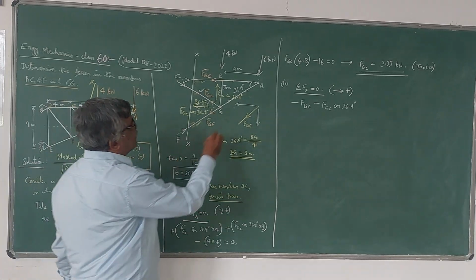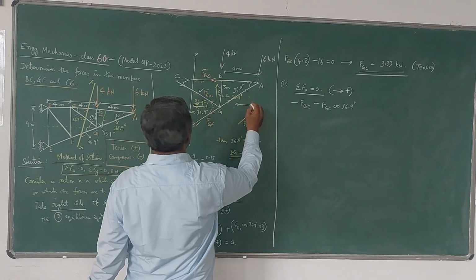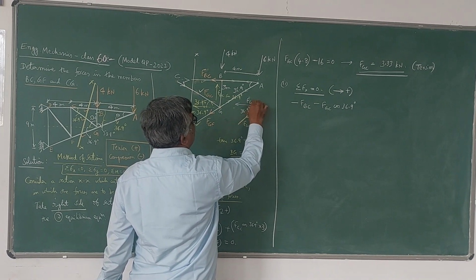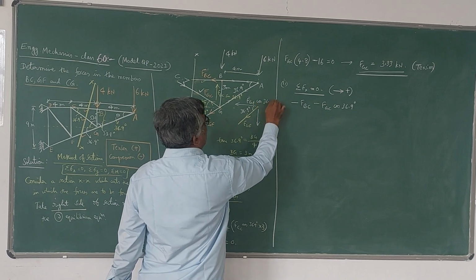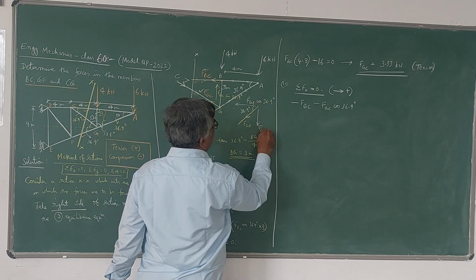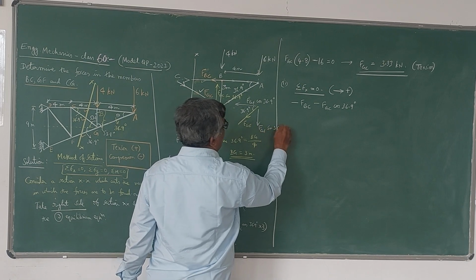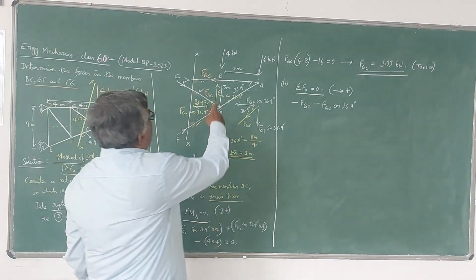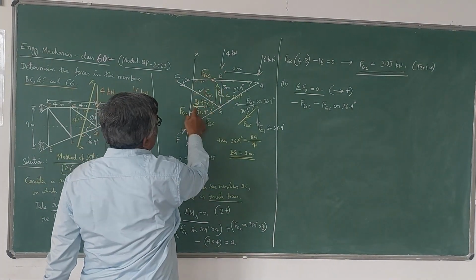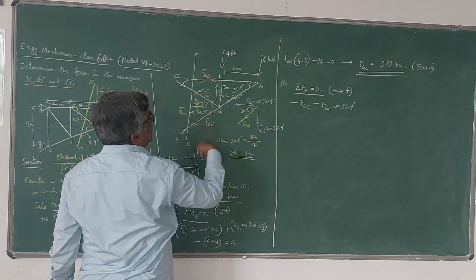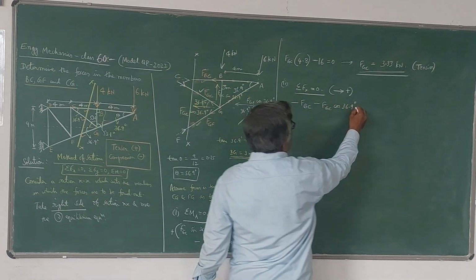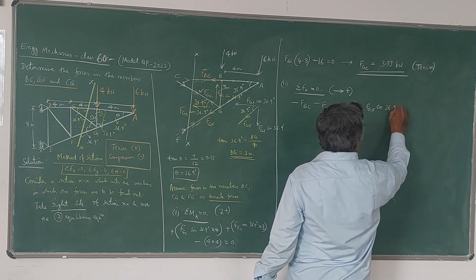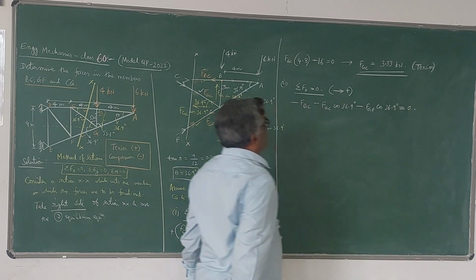That means if you resolve this, since this is 36.9 degree, so this will be FGF cos 36.9. This will be FGF sin 36.9. So you should be very careful in the resolution. Now I have taken this. This is over. Next I have to take this one. So it is also acting towards left. So it is minus FGF cos 36.9 degree is equal to 0. So this is the equilibrium equation.